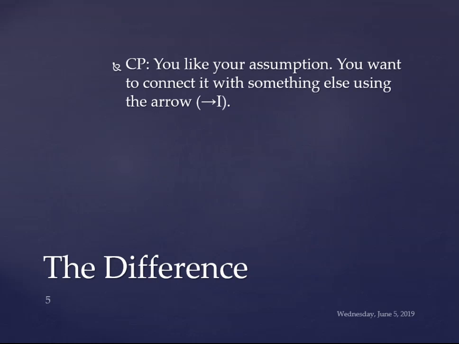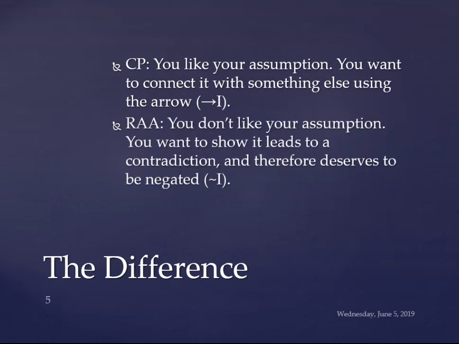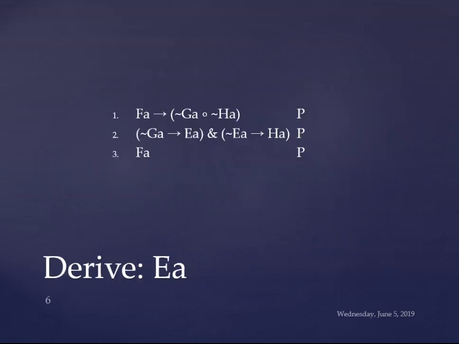In reductio ad absurdum, you don't like your assumption. What you want to do is show that it leads to a contradiction and therefore it deserves to be negated. All right, so here's kind of a tough problem. Let's go over this and think about how we are going to approach it. Our target is E A, so that's where we want to go.